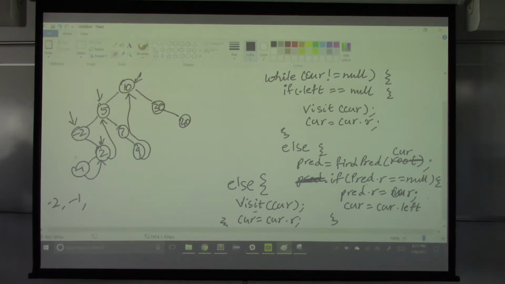Let me make this bigger. Now we are at 2. Does 2 have a left child? Yes. So I go inside the else and I find the predecessor. But is the predecessor's right null? Right is not null. The predecessor's right is myself, because I'm at 2 and the predecessor is -1. So -1's right is not null. In that case, I visit, and I also need to make pred.right equals null. So now I visit 2 and I remove this connection.